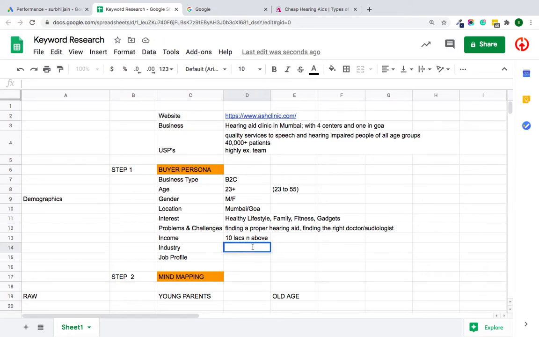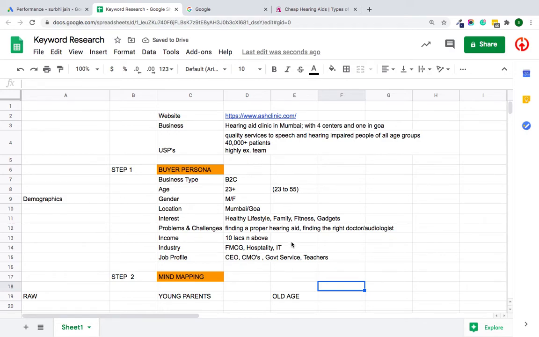What would be the industry these people would be working in? It could be anything, anybody can have this problem. So we can write FMCG, hospitality, IT. Any such industry would do. What would be the job profile of these people? Maybe our customers could be CEOs, CMOs, people in government service, teachers, anybody we think is the target audience and the job profile matches, we can write out here.